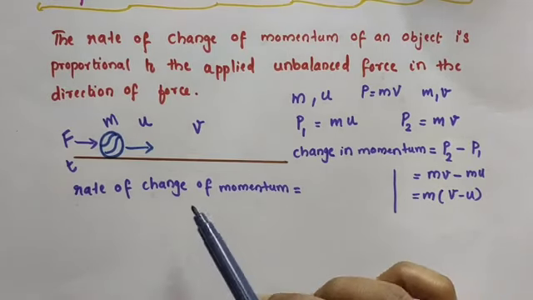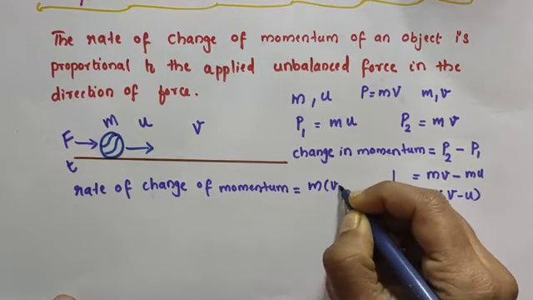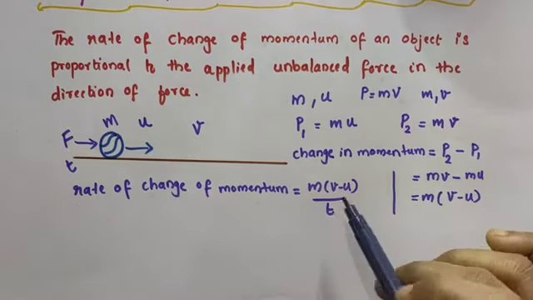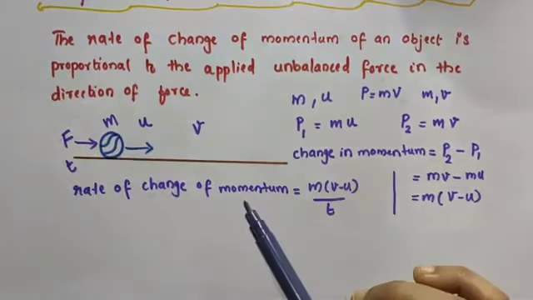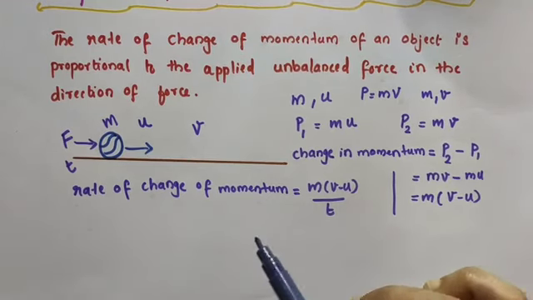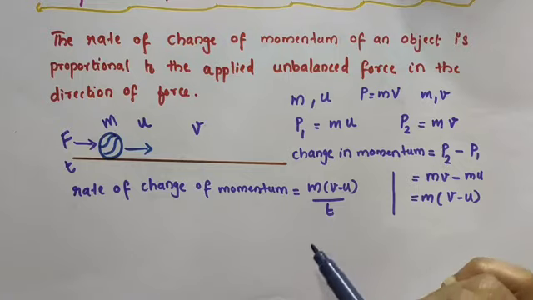So what about the rate of change of momentum? Rate of change of momentum means m into (v minus u) divided by time t, the time during which the force is applied on this object. So change in momentum is m into (v minus u), and the rate of change of momentum is m into (v minus u) divided by t.